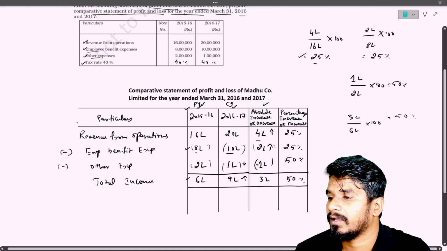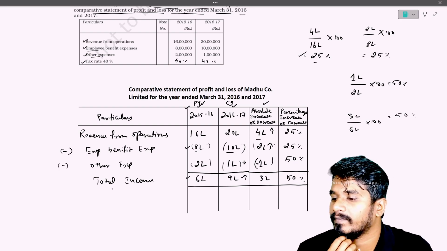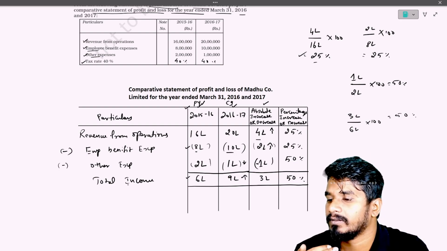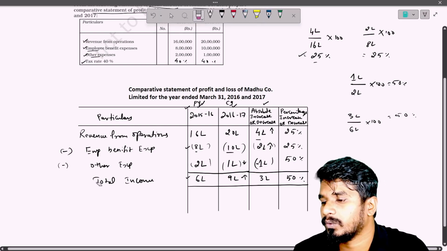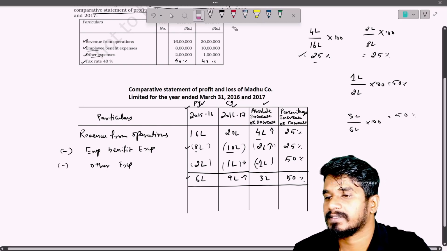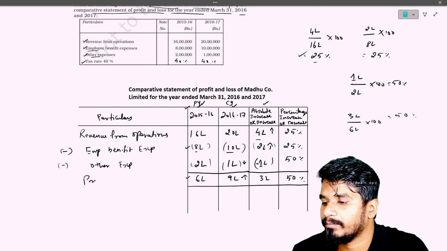Now, what else do we have? We have the tax rate. Then this amount will not become total income, so we don't have any other income here. So we'll exclude this and rename it as profit before tax.